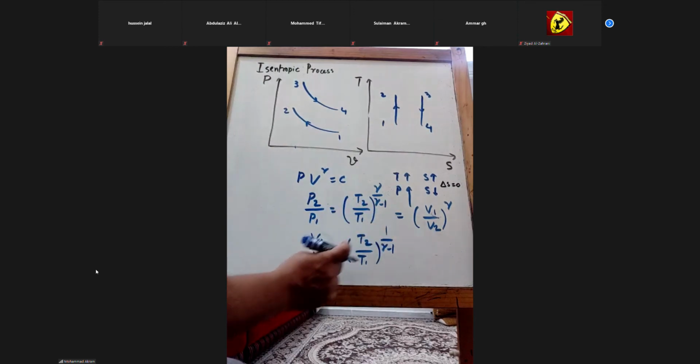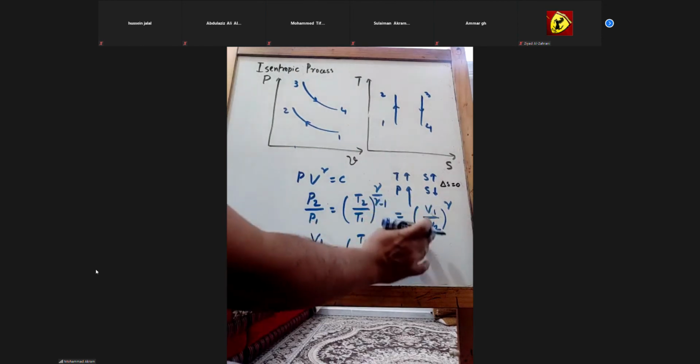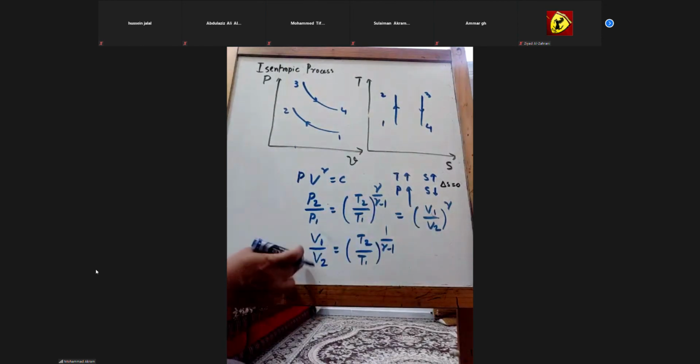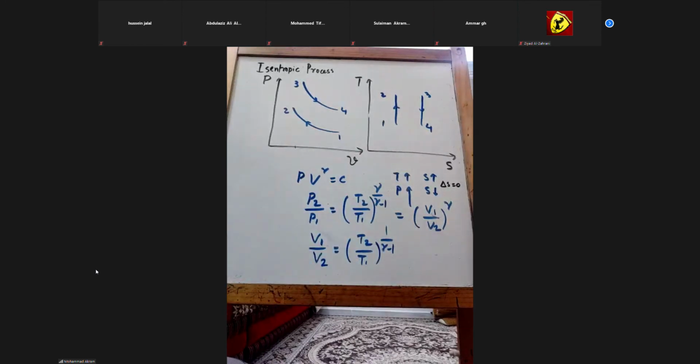With temperature increases, volume also increases, but that power is gamma minus 1. So this is correct. These equations are correct. They are direct, but this power will become gamma minus 1. Just write down this equation. These equations are correct.